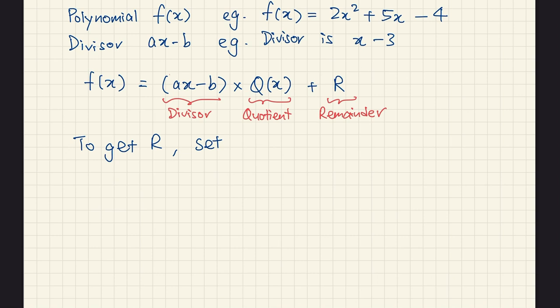So let's say we have a polynomial f(x), and let's say f(x) equals 2x squared plus 5x minus 4, as you see on your screen. And then we have a linear divisor, ax minus b. Linear means x to the power 1, and a and b could be some integers. So for example, the divisor is x minus 3, and we aim to find the remainder.